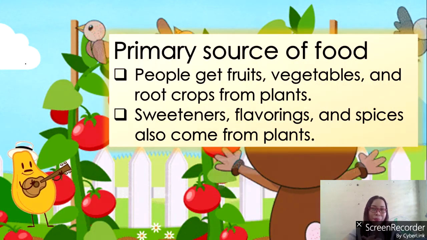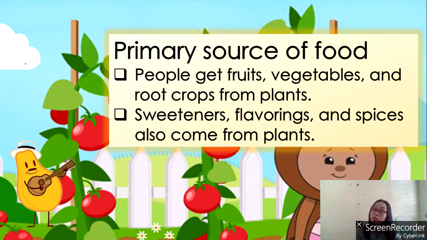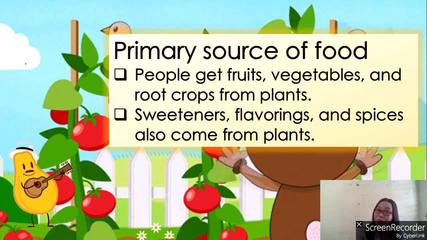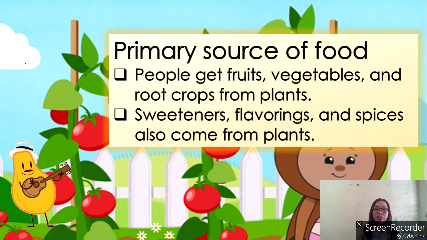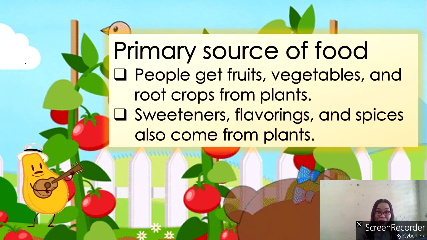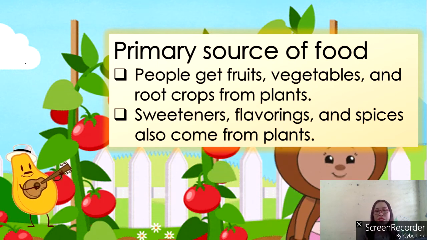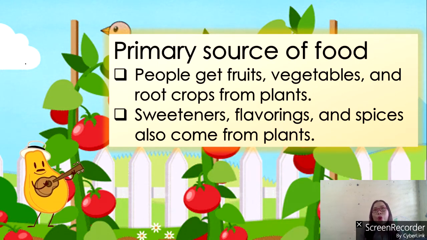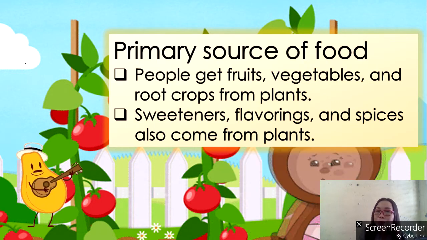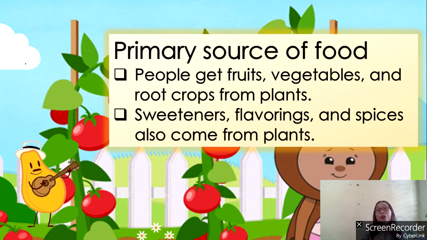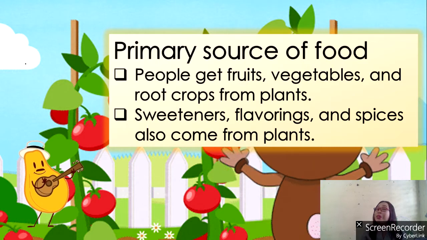Why is it called primary source of food? Because people get fruits, vegetables, and root crops from plants. Okay? Sweeteners, flavorings, and spices also come from plants. All right? So the fruits that you're eating, like your bananas, the apple, the oranges, these are the produce or the products from the plants that we get in order to be the source of our food. All right? So now you realize why plants are very important to us.